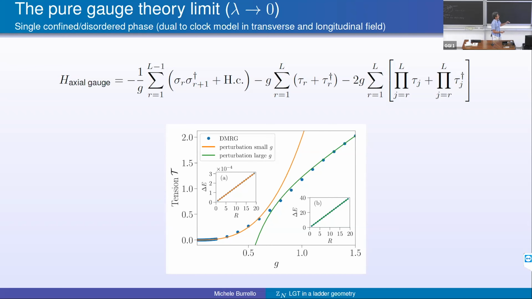No, this is general for any Zn. So this plot is probably for Z3. I should check that. But this fact that I get a confined phase over the whole pure lattice gauge theory in my ladder geometry is true for any N.